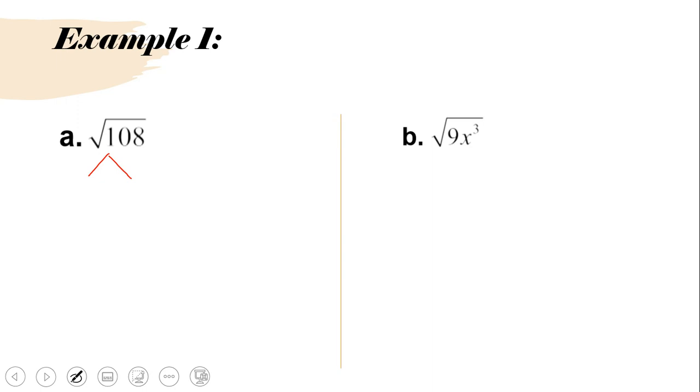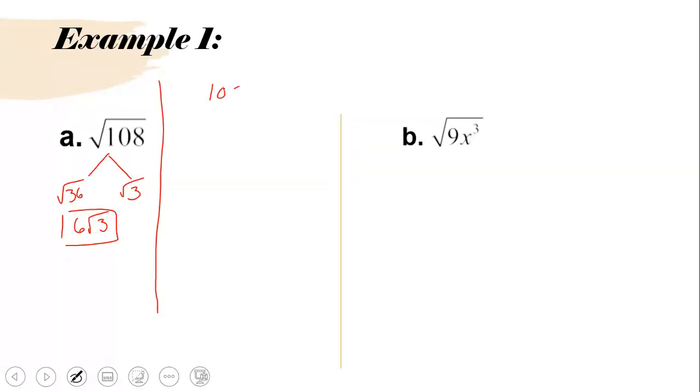And if I think about that, the largest perfect square that's going to go into that is 36, because 36 times 3 is 108. So I divide it up into the square root of 36 and the square root of 3. Square root of 36 is 6. So I end up just getting 6 root 3 as my answer. That's the largest perfect square technique.